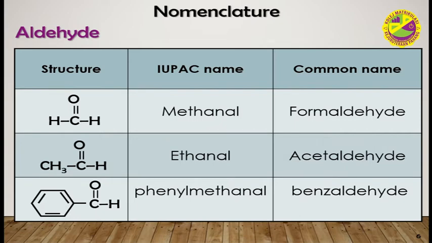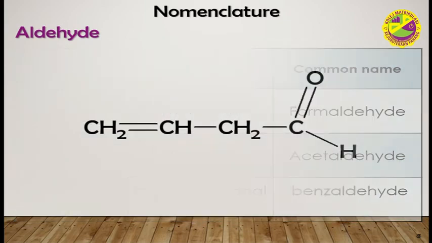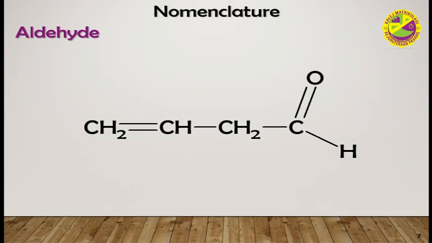For example, the first structure is methanal, with the common name formaldehyde. Next, we have ethanal, and the common name is acetaldehyde. And the last one is phenylmethanal, with the common name benzaldehyde. Let's look at examples to name an aldehyde.